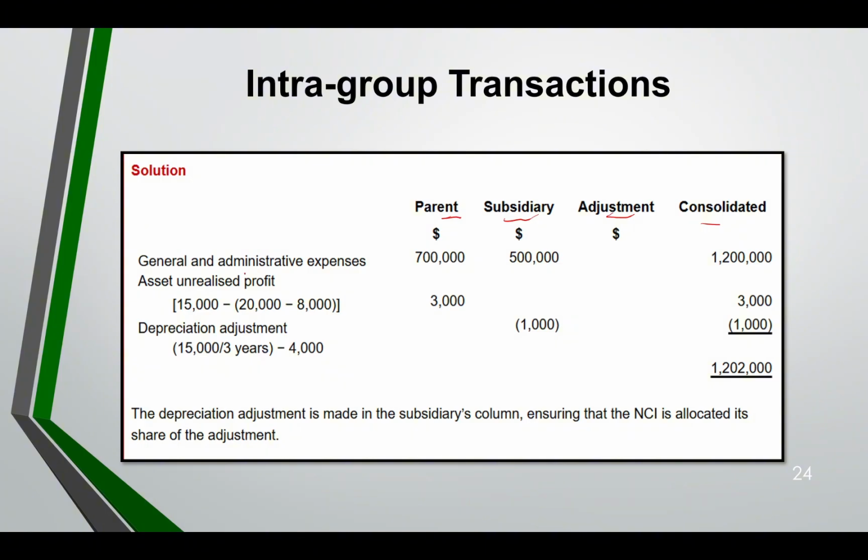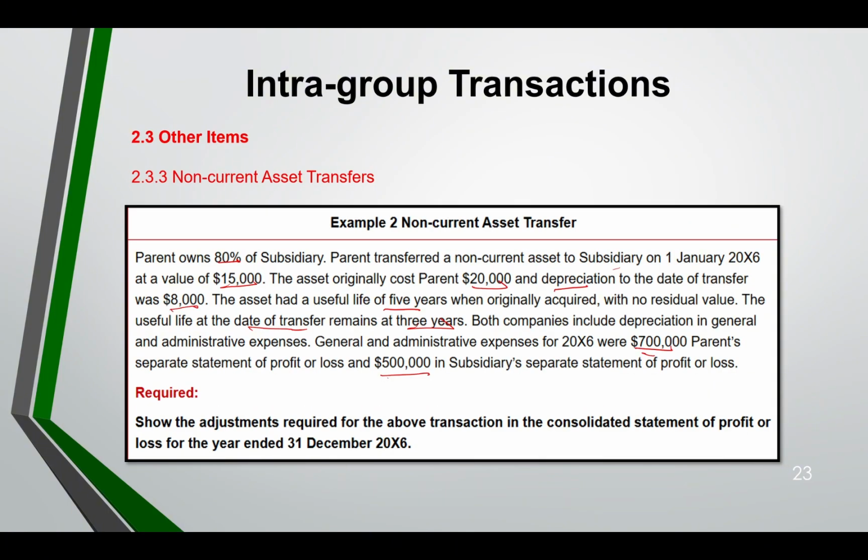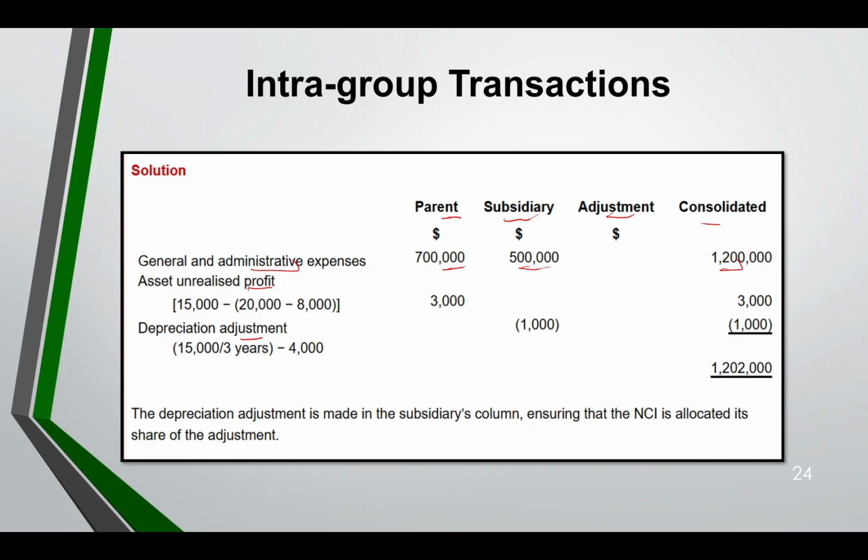Two things under general and admin expense: unrealized profit and depreciation adjustment. So parent has 700, subsidiary is 500, together is 1,200. Right? Now, first let us finish with the unrealized profit. If you see, you are transferring it for 15, but the original cost was more, 20. From this 20, the depreciation to date was 8. So you will take the depreciation out and compare with 15, which is a profit. This 3,000 is to the parent.